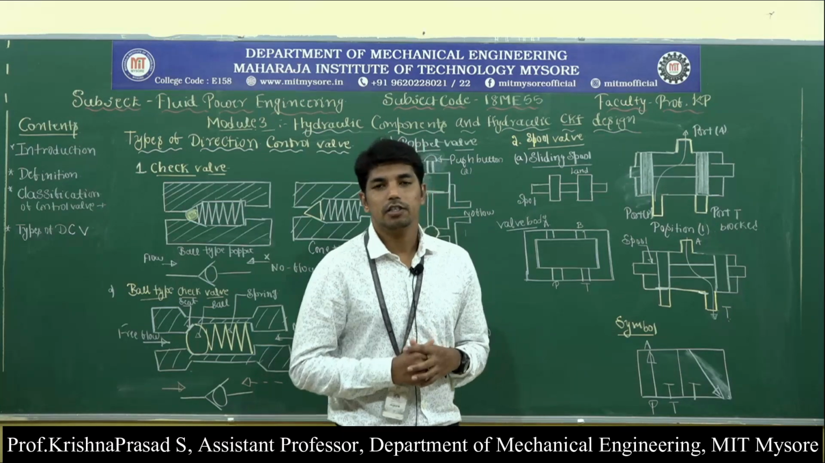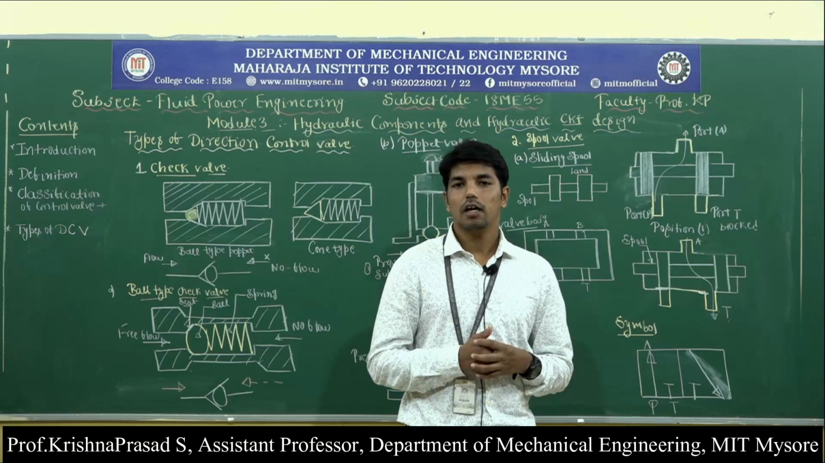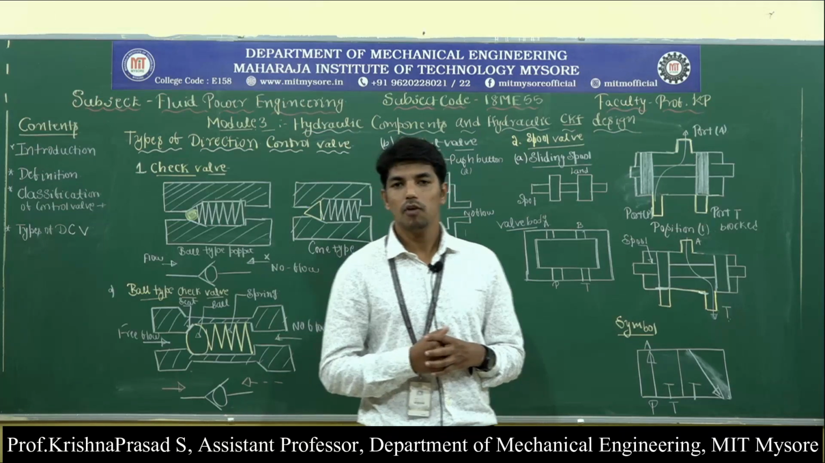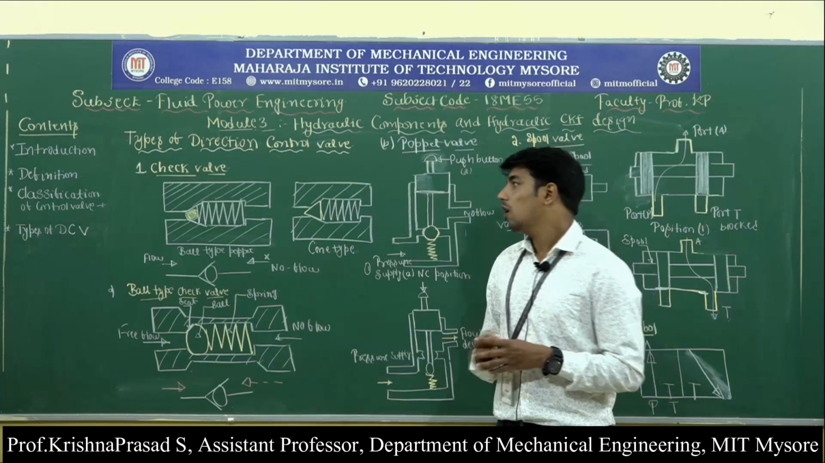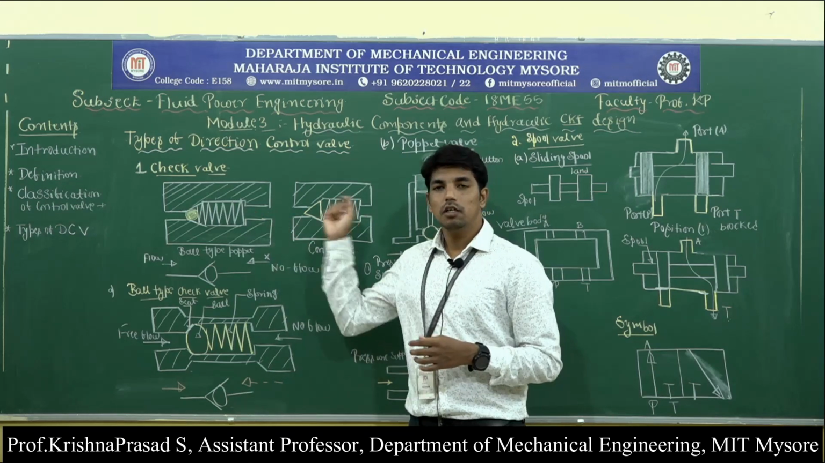Later we need to discuss the pilot operated check valve. After that, the solenoid actuated check valve, then the shuttle valve. So these are some of the types of direction control valve. Under that, the very first one is called the check valve.